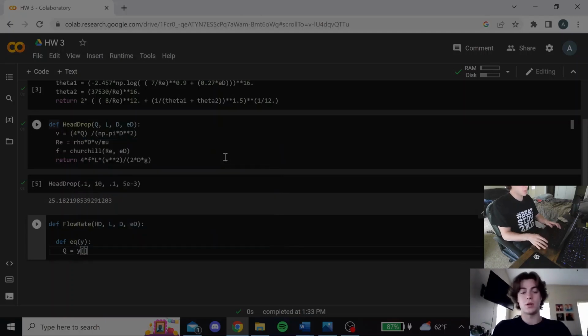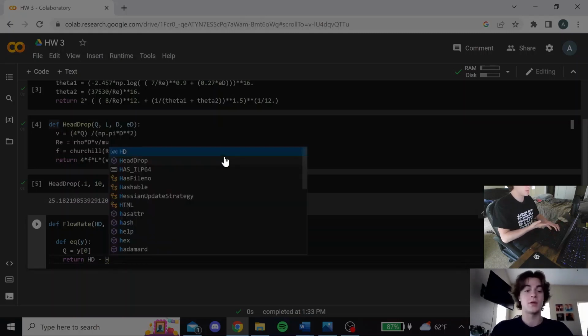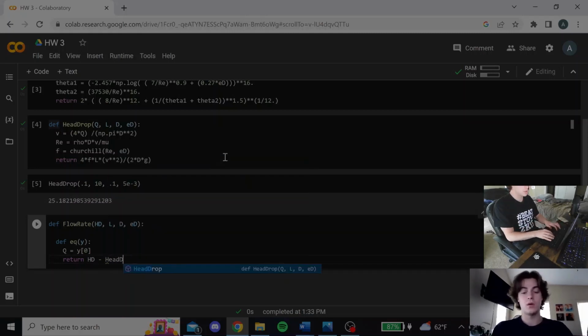So we just need to go ahead and pull that out. And then what we need to return is, when Q gives the head drop that we're looking for, we'll subtract it from the head drop that we know that we were given. And when that equals 0, then we'll have our accurate flow rate. So all we need to return is the head drop minus the head drop that we calculate with our guess Q, which can be done with our head drop function that we wrote above.